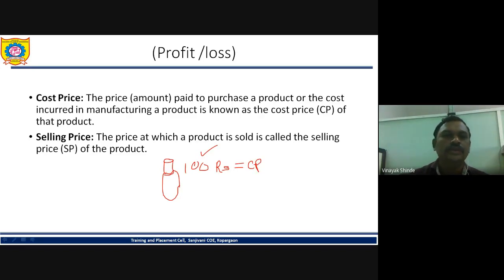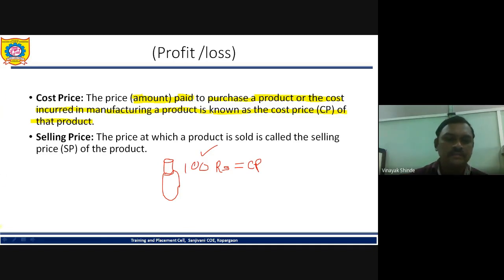All right. So what is the definition or meaning of the cost price? It is the amount paid to purchase a product, or the cost incurred in manufacturing a product. Many mechanical companies manufacture products. Software companies develop software. So they require some amount, right? The expenses over that product are known as the manufacturing cost, and that is also known as the cost price.